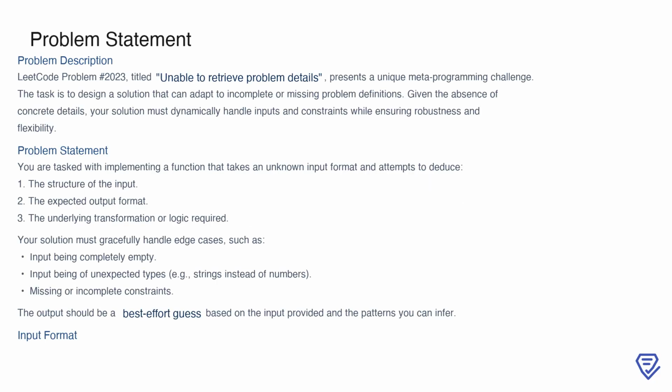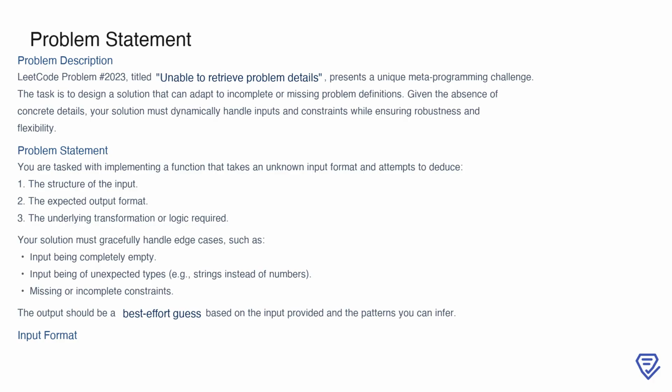In this problem, we are presented with an interesting meta-programming challenge where the details of the problem itself are intentionally ambiguous. The task is to create a solution that can adapt to incomplete or missing definitions. Essentially, we need to design a function that can handle unknown input formats and deduce critical elements like the structure of the input, what the output should look like, and the type of transformation or logic that might be required to process the input effectively.